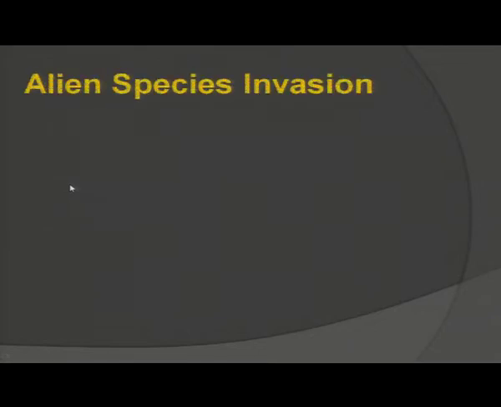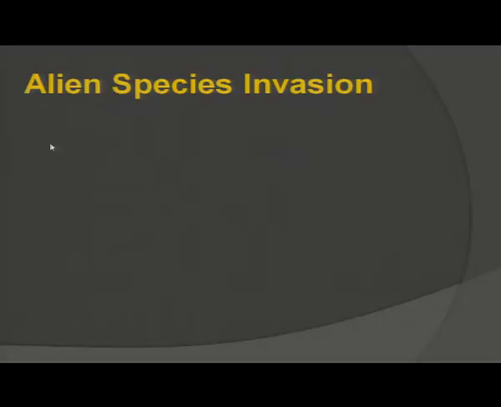Next, moving on to the third reason, which is the alien species invasion. Alien means some organism which does not belong to a particular area. So, alien species invasion refers to an organism which has been brought from some other land into our land and it has started invading that particular area.